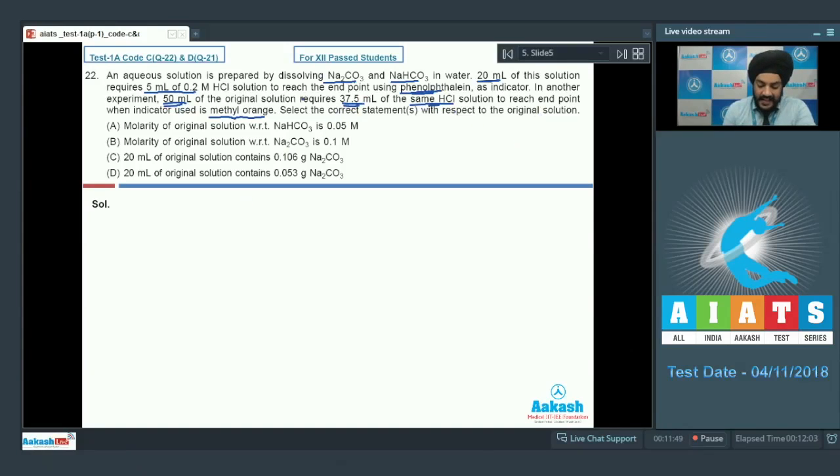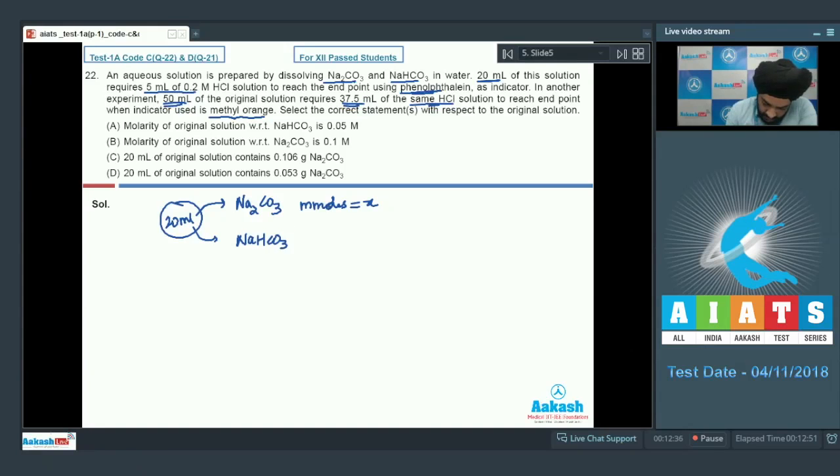So the examiner is interested in the molarity and the strength of the solution in terms of Na2CO3 and in terms of NaHCO3. So let us try and solve this question. So we had a 20 ml sample. We can assume that the millimoles of Na2CO3 be equal to X and the millimoles of NaHCO3 be equal to Y.